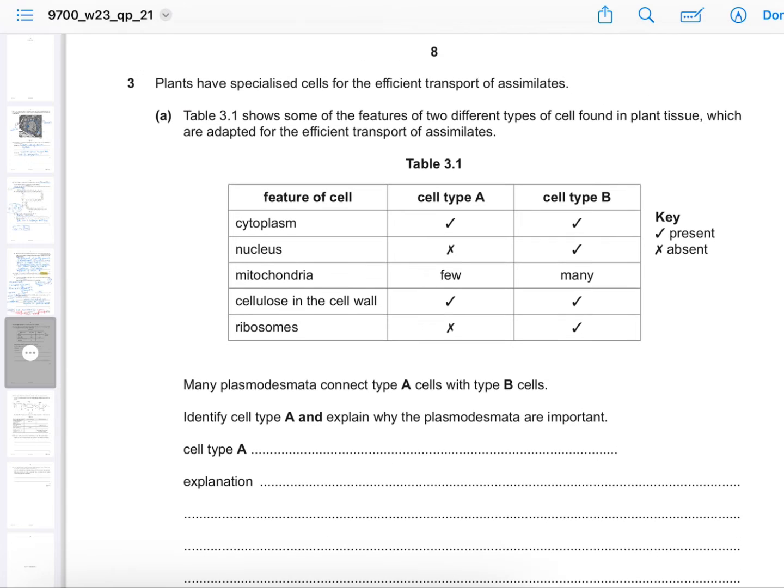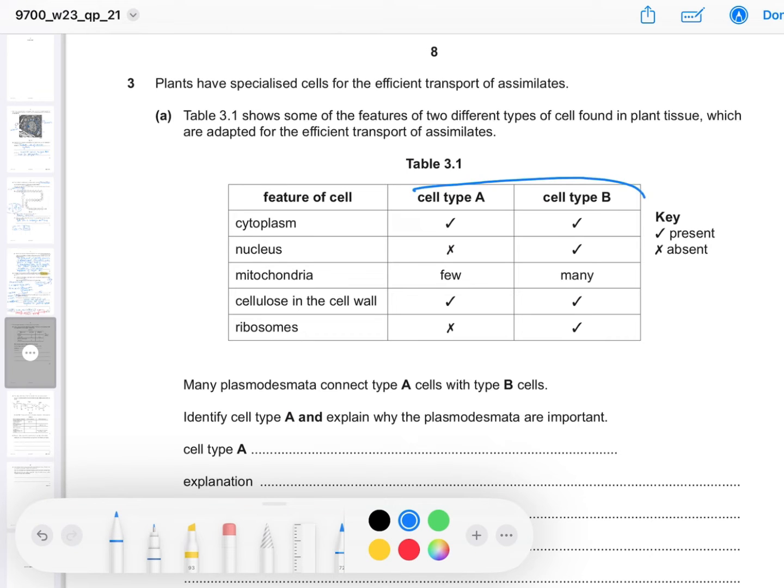Question 3. Plants have specialized cells for the efficient transport of assimilates. Assimilates are the organic compounds found in phloem tissue, that is sucrose mainly. Table 3.1 shows some of the features of 2 different types of cell found in plant tissue which are adapted for the efficient transport of assimilates. Cell type A and B are found in phloem tissue. Many plasmodesmata connect type A cells with type B cells.